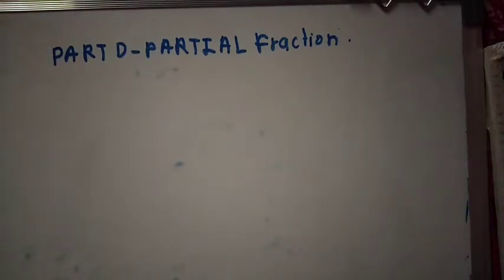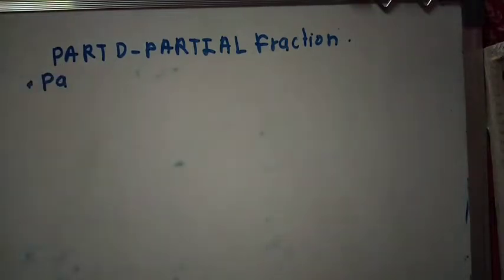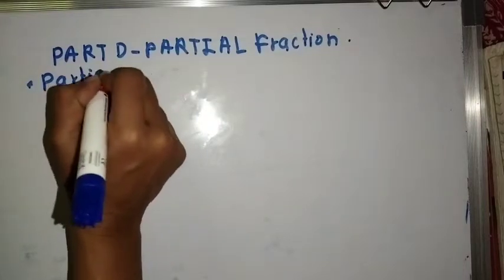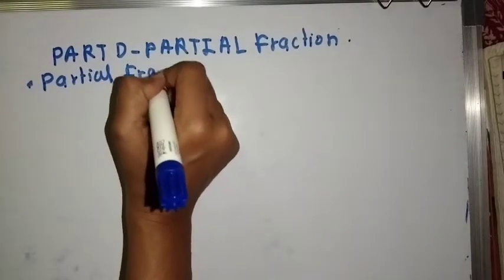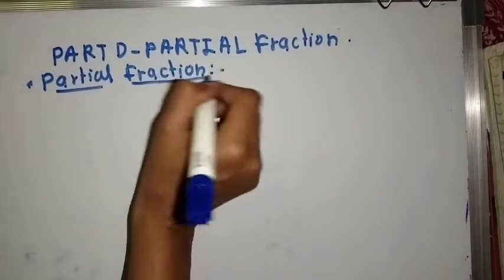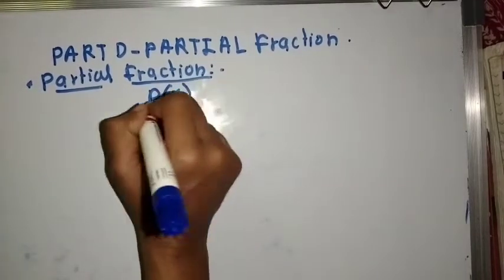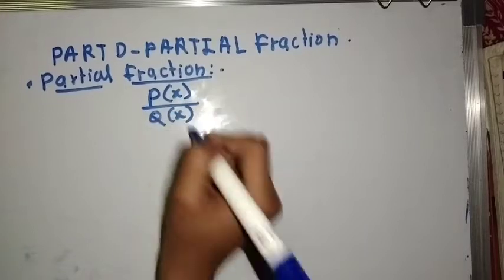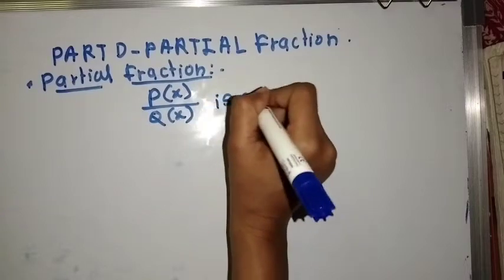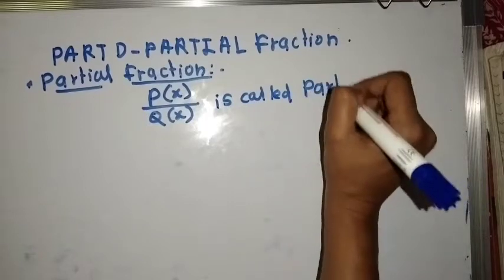First, what is a partial fraction? A fraction P of x upon Q of x is called a partial fraction.